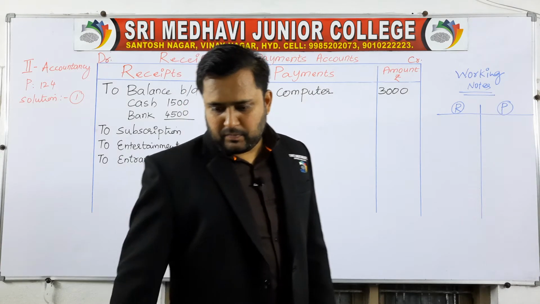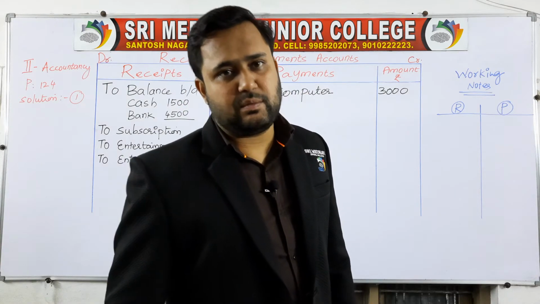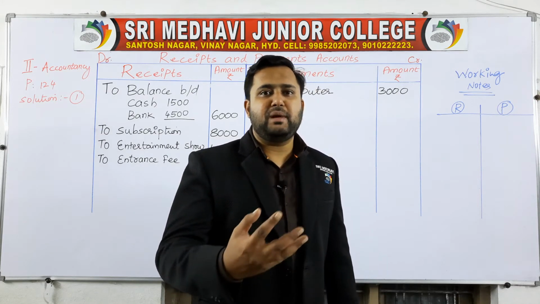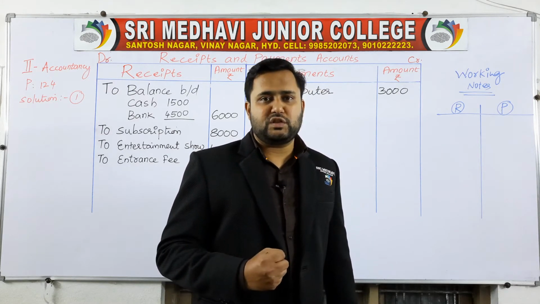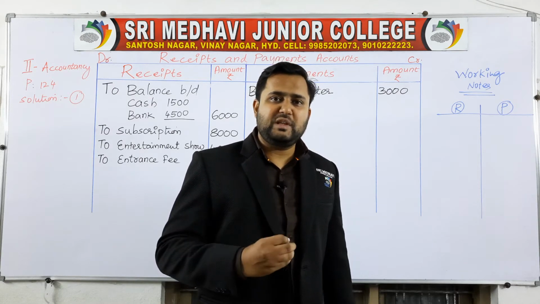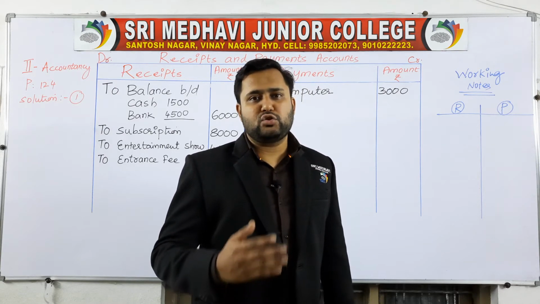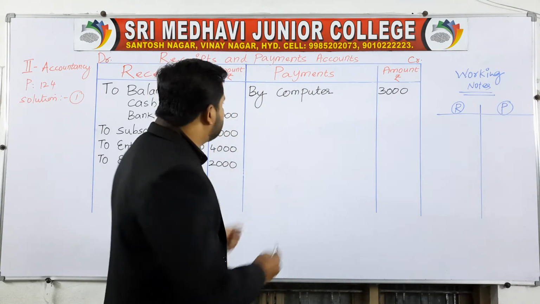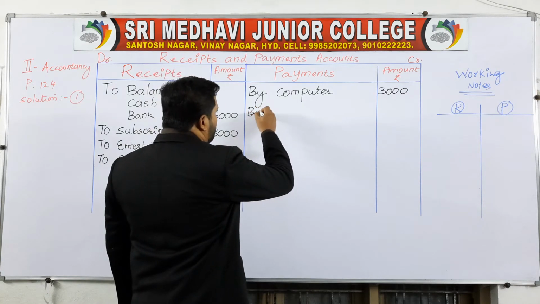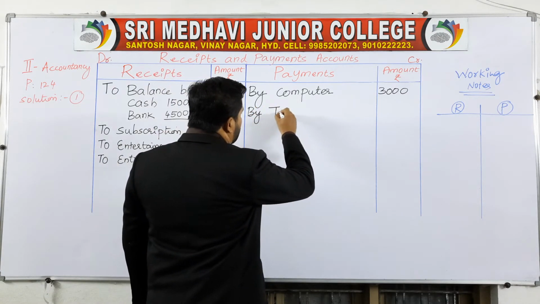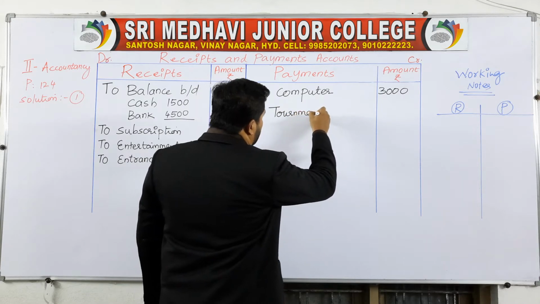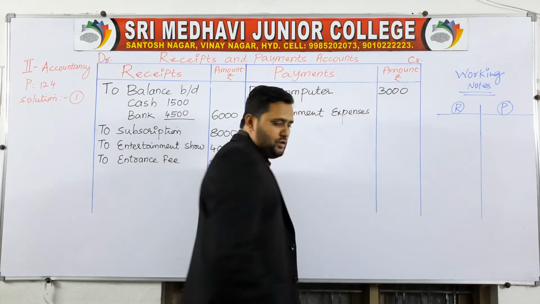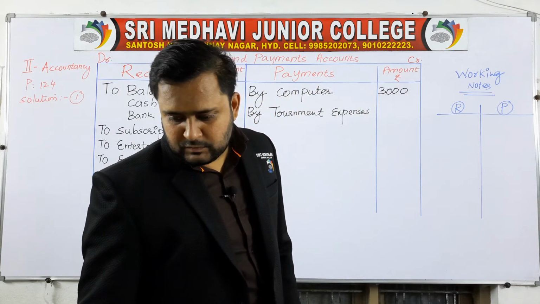Next, tournament expenses it has given. Expenses in the sense you have incurred some expenses, meaning you made some payment in the name of tournament expenses. So that payment, that expense, is nothing but payment. So you made some payments, that is why tournament expenses comes under the payments column. By tournament expenses, how much? 3000.